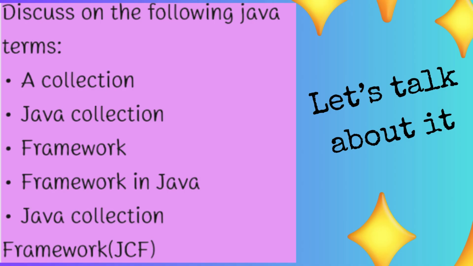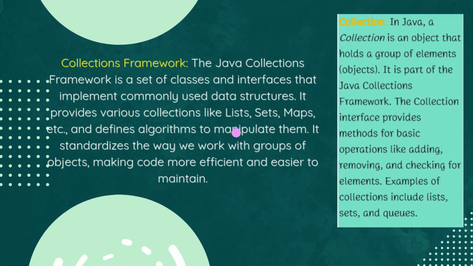A collection is any object that holds a group of elements or objects. It is a part of the Java Collection Framework. The Collection interface provides methods for basic operations like adding, removing, or checking for elements. Examples of collections include List, Set, and Queue.